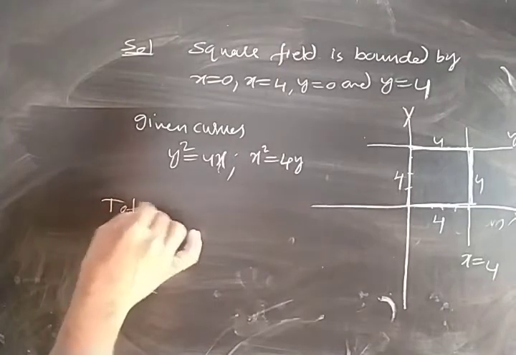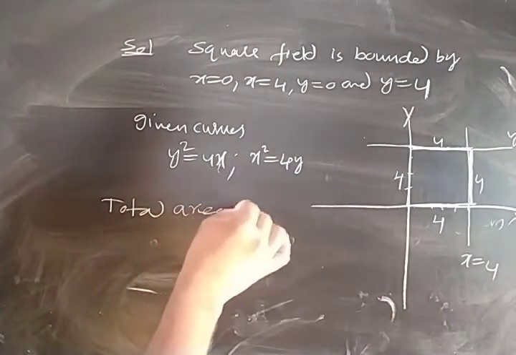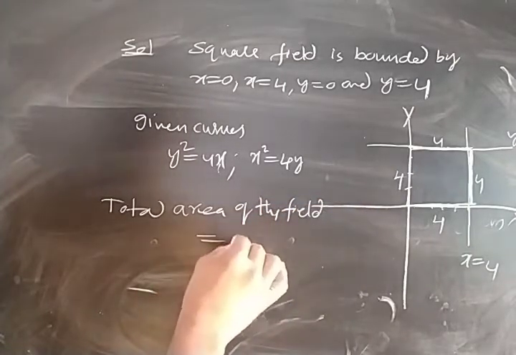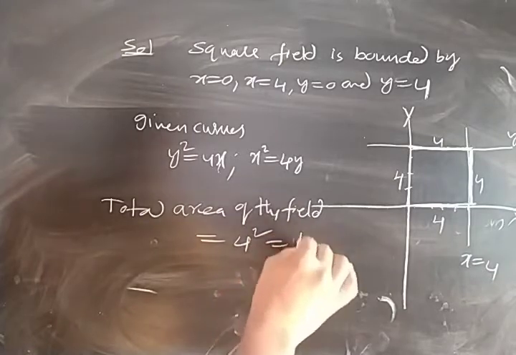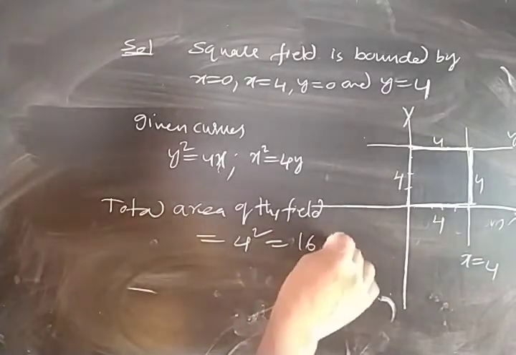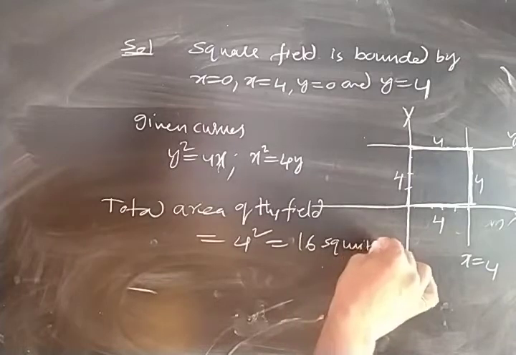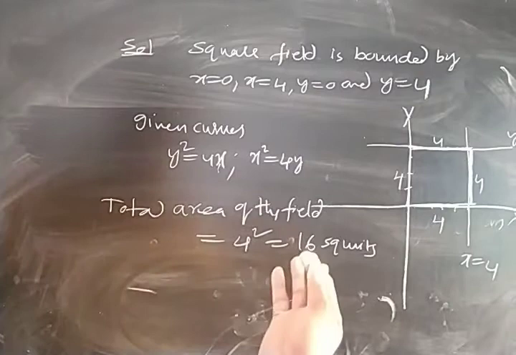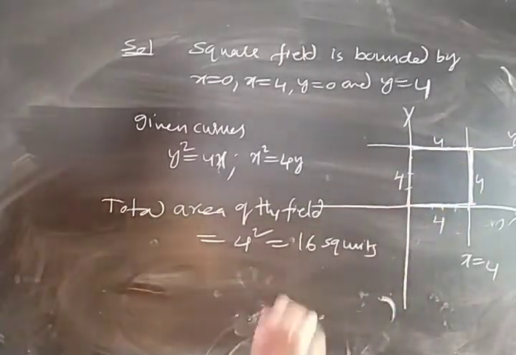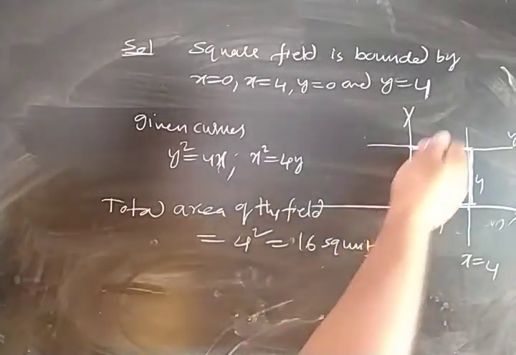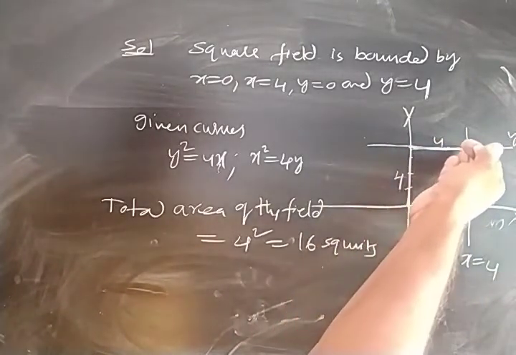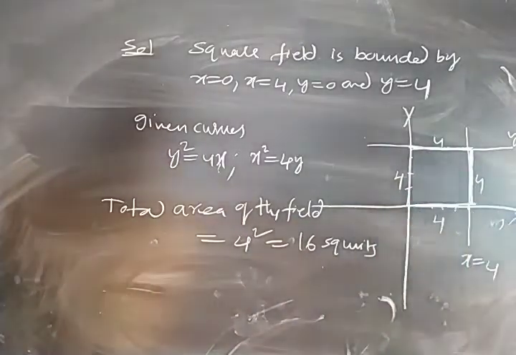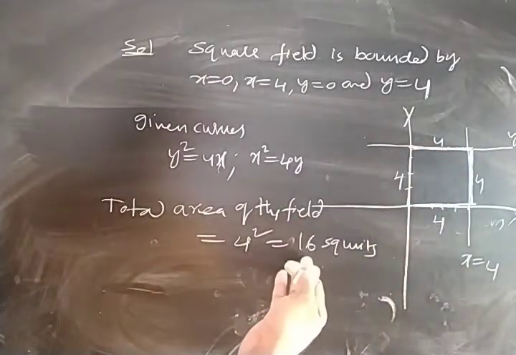Area of the field is equal to 4 into 4, that is 16 square units. Now if he wants to divide this square field into 3 equal parts, each part area should be 16 by 3. Why? Because the total area of the square is 16 square units, and he wants to divide this into 3 equal parts to give his daughter, wife and son. So each part should be 16 by 3.